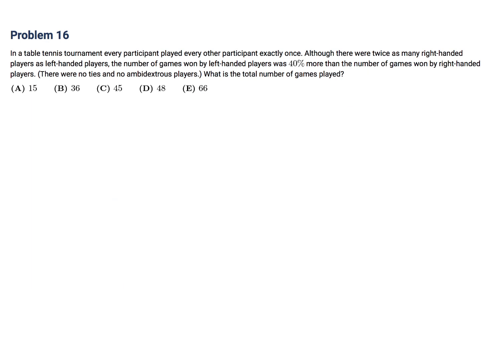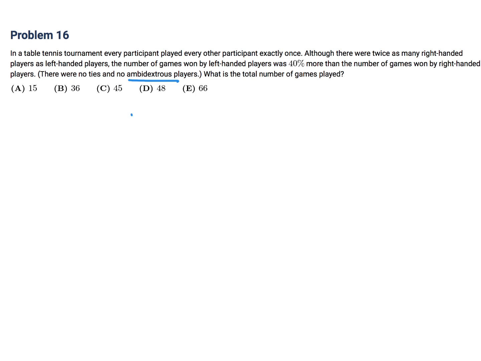In a table tennis tournament, every participant played every other participant exactly once. Although there were twice as many right-handed players as left-handed players, the number of games won by left-handed players was 40% more than the number of games won by right-handed players. There were no ties and no ambidextrous players. What is the total number of games played? Ambidextrous is somebody that can use both their left hand and right hand.